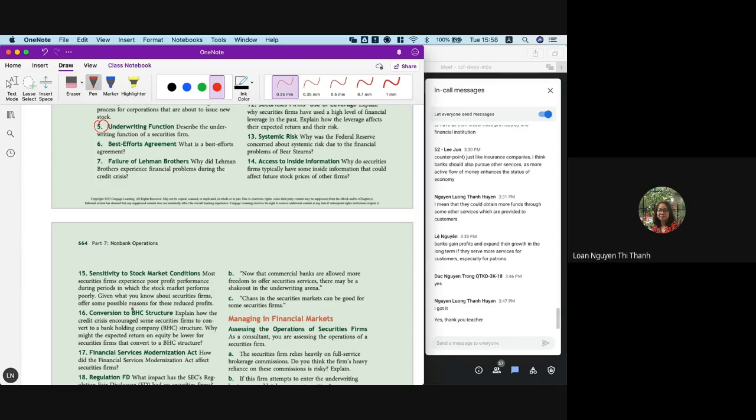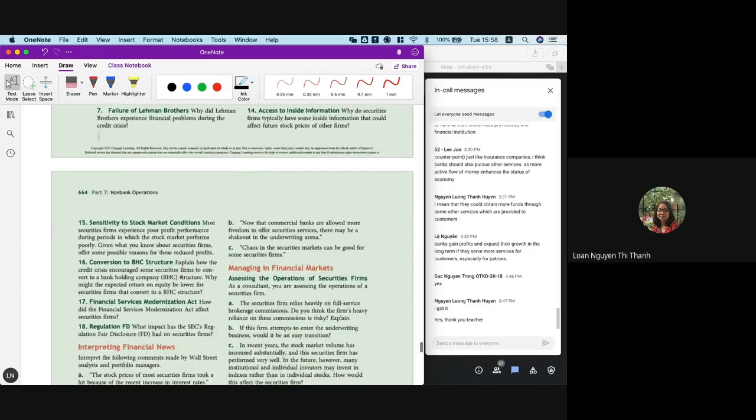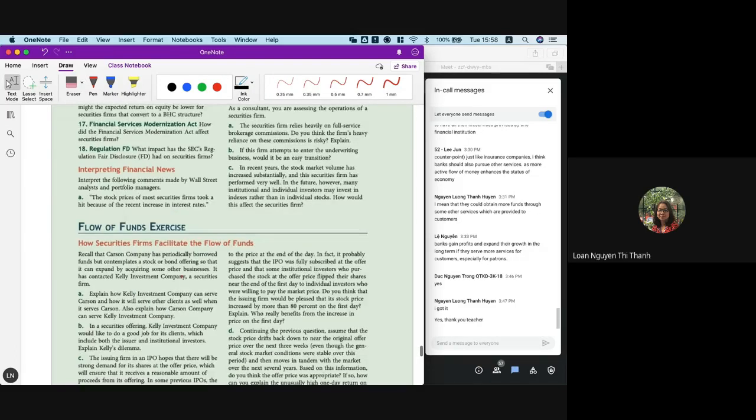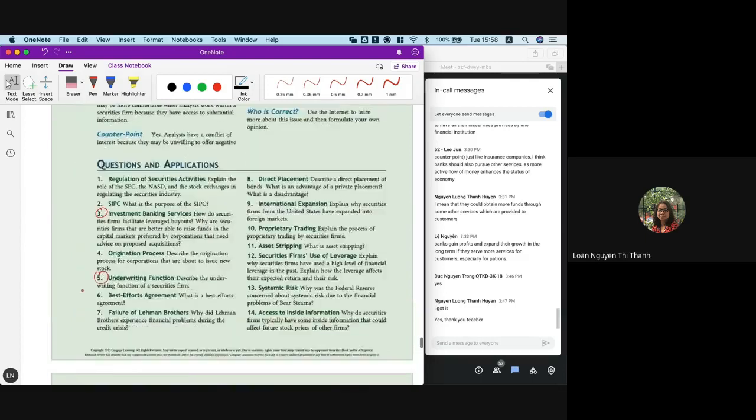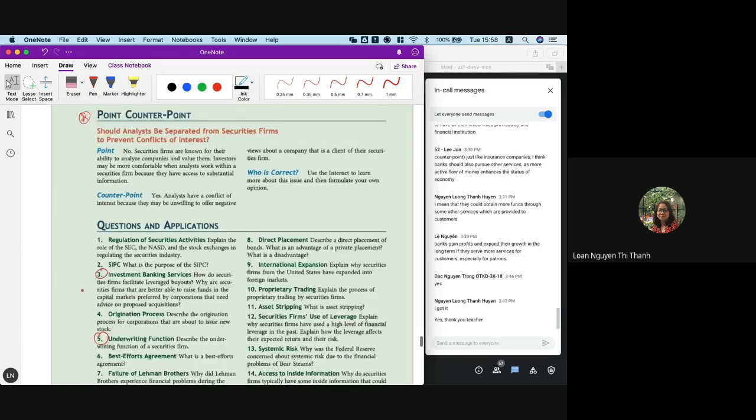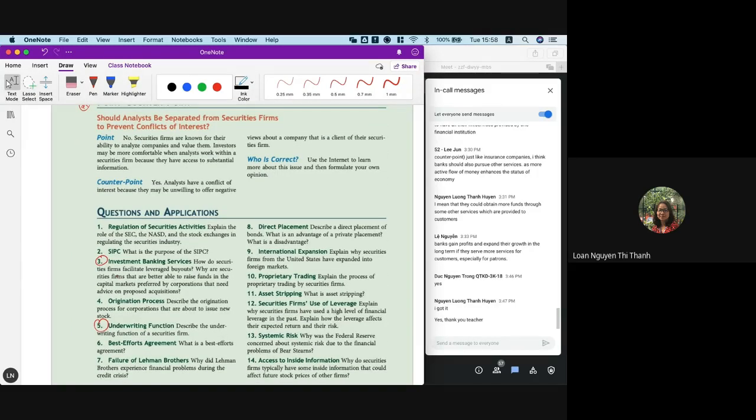What else? Okay, we can have the flows of fund exercise: how a security firm facilitates the flows of fund with Cass & Company. So now we have the first one, investment banking services.